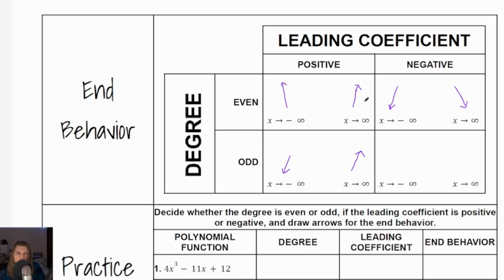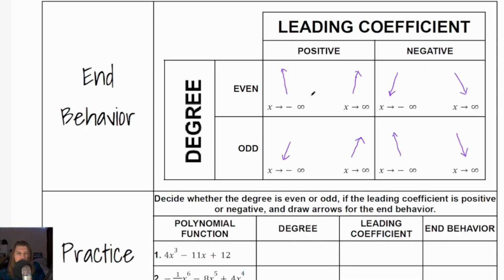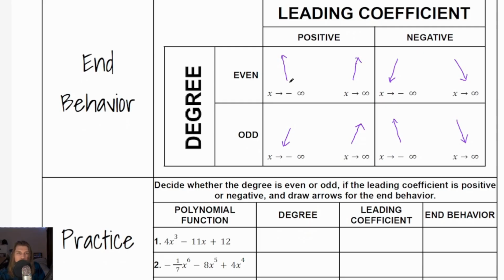Now, if we flip them for our even degrees, I would say that we're probably going to flip them for our odd degrees. So now with our odd degrees, we're going to go up and to the left, and we're going to go down and to the right. So the positive and negative just flip the signs, and the even tells us both are going the same direction, and the odd are going opposite directions. This will make more sense as you look at more polynomial functions.